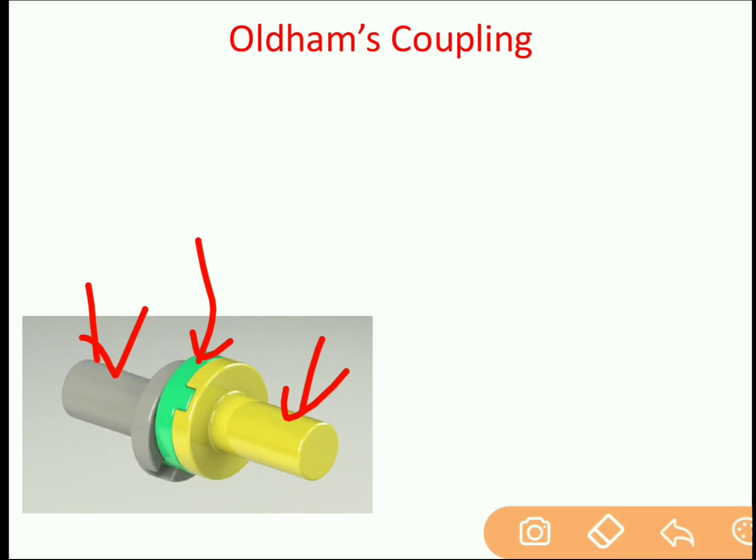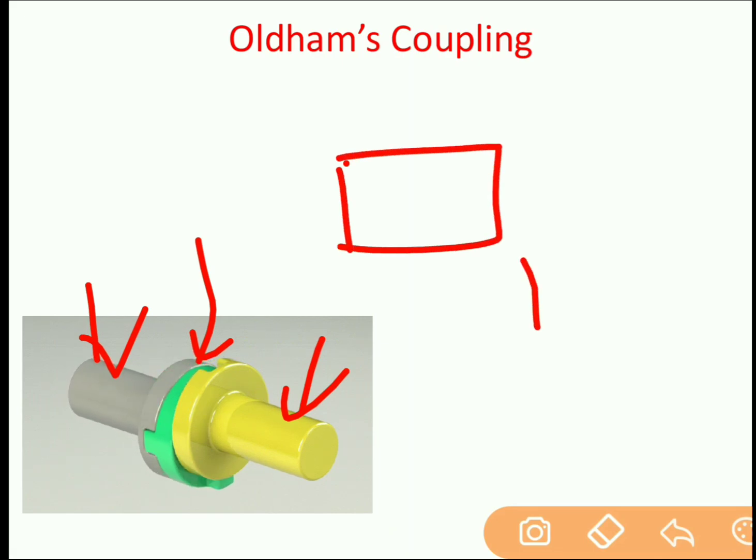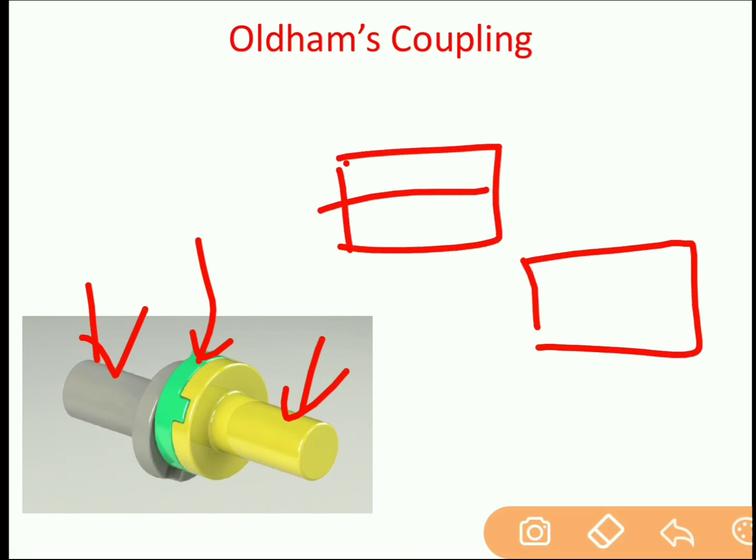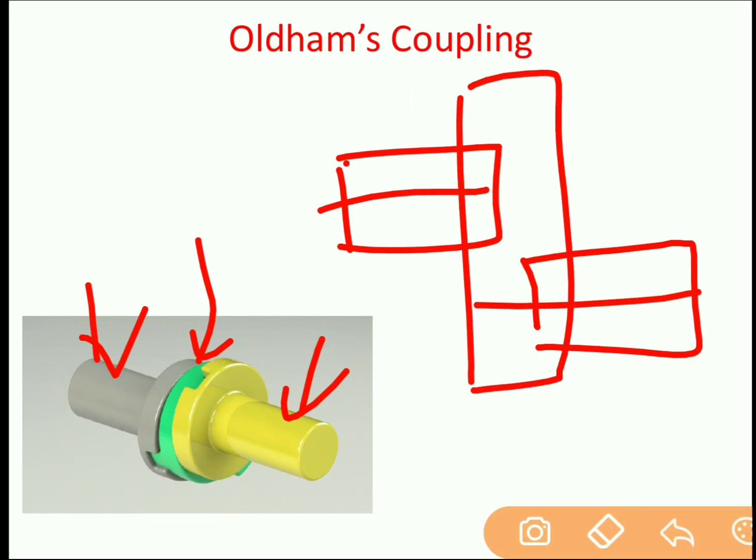Now these two shafts are not in the same line. If the first shaft is above, then the second shaft is below. So this is used to connect two parallel shafts. So the Oldham coupling is used to connect two parallel shafts.